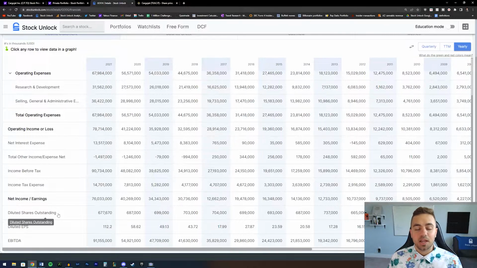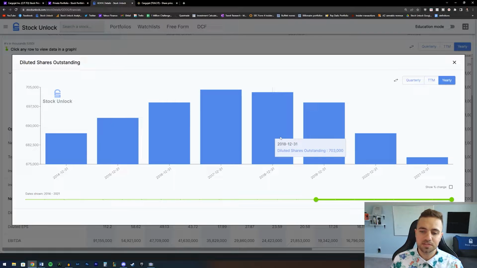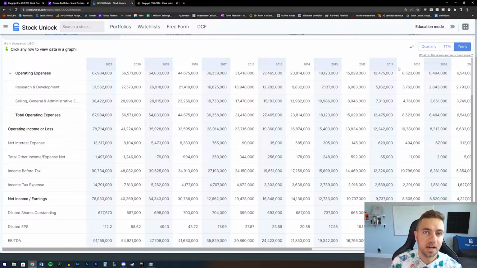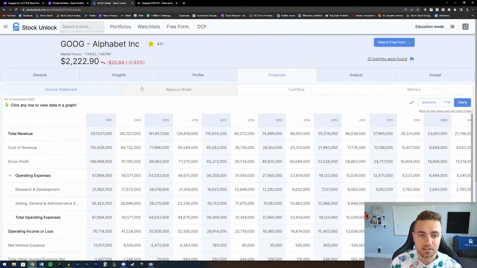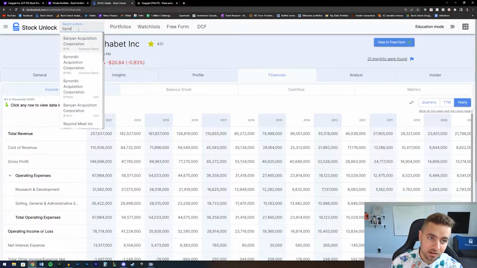Now, also, if we take a look at Google's shares outstanding on a yearly basis, we can see that in 2018, the company had about 703 million shares outstanding. And over the past couple of years, the shares have declined down to 678 million. This means that Google's shares outstanding over the past few years are coming down, which means that the company is buying back shares and returning cash back to the shareholders. That's typically what investors like to see. So those are the things that investors like to see on the income statement.